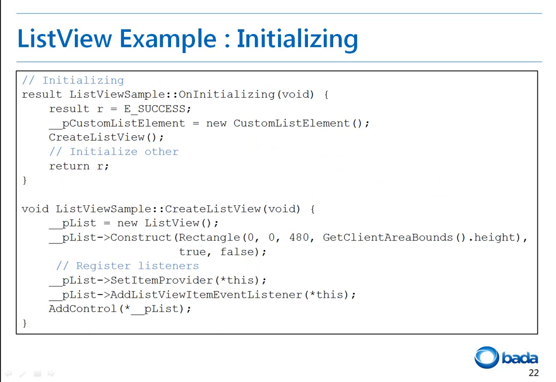Let's take a look at another example. Here, I've shown the initialization of list view. First, the custom list element object is created, and then we initialize the list view. The list view is constructed with specified rectangle coordinates. The setItemProvider method registers the item provider interface, and the addListViewItemEventListener registers the item event listener interface to receive callbacks. Finally, we add the list view to the parent container using addControl.